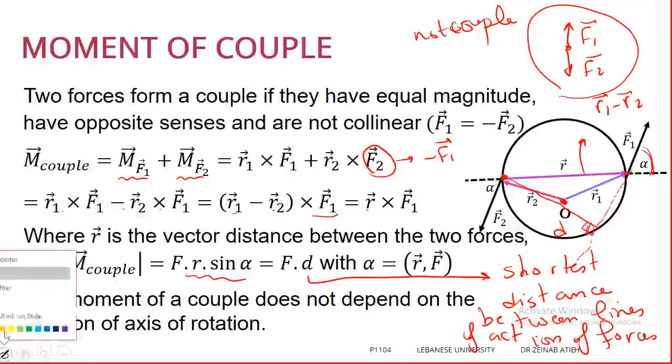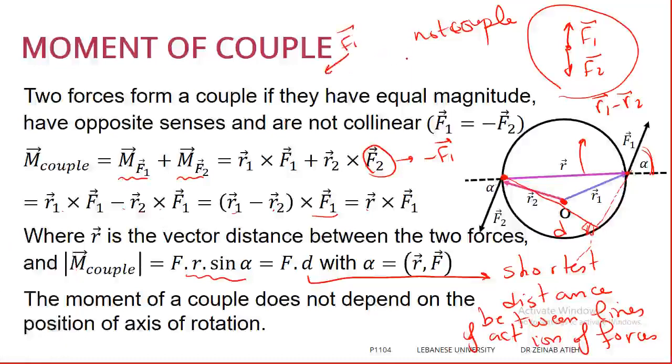I will draw a side. I have a couple, so this is my couple, this is F1, and this is F2, for example. Where is D? D is always the shortest distance. Okay, so this is D. Where is R? This is R, the actual distance between the two points of action. So this is R, this is D. Where is alpha? This is alpha. You can see clearly that R sine alpha is equal to D.